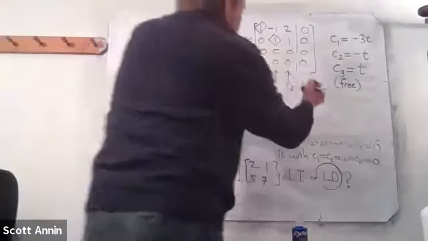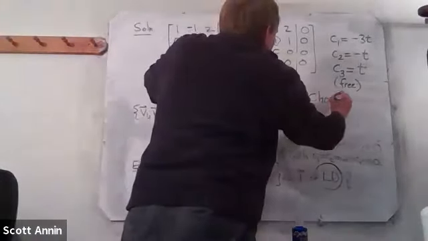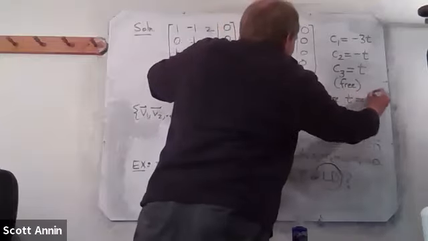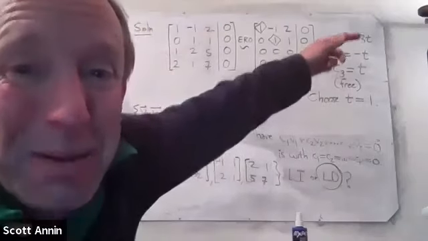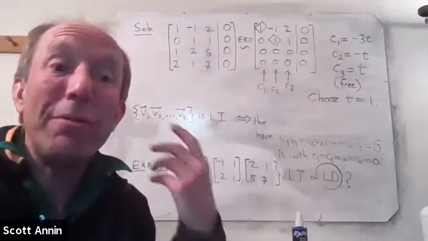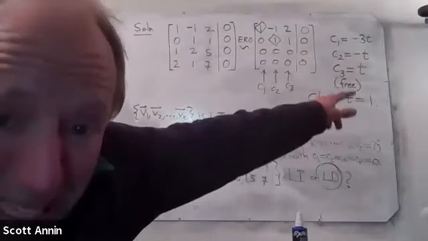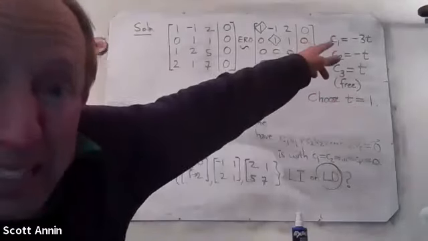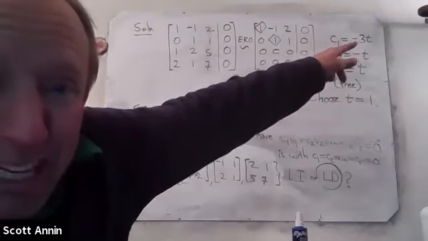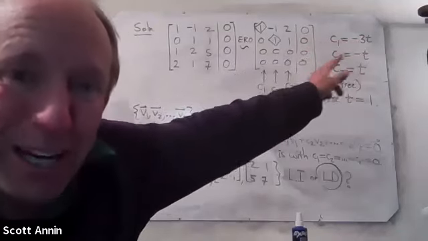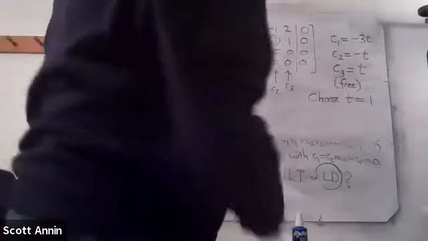Namely, we can choose any value for t that we want, except don't choose 0. I don't want to make all my constants 0. I want to find an interesting linear combination. If t is equal to 1, then C1 becomes negative 3, C2 becomes negative 1, and C3 becomes 1. And what does that really mean?